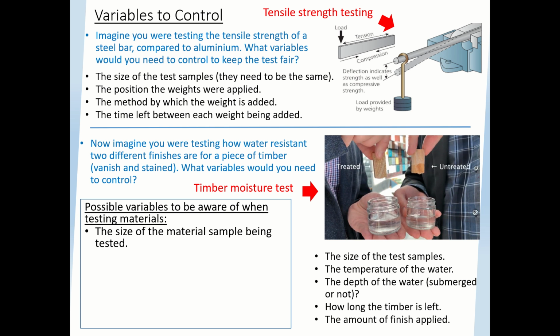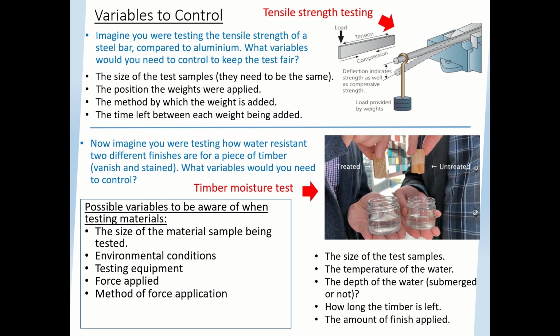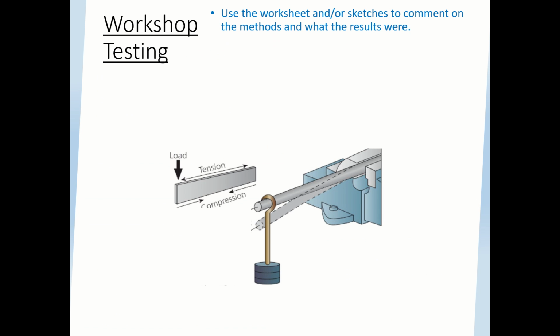So just some possible variations are always the size of the material, the environment, the testing equipment, the force applied, methods of force being applied, position of the force, and also the individual taking the measurements. As an individual, we might do tests slightly differently and therefore get different results. So try and control all those things.